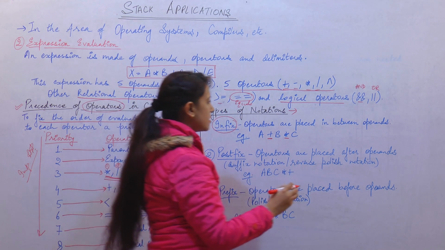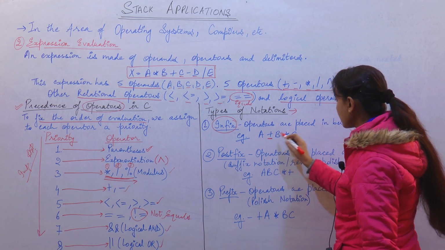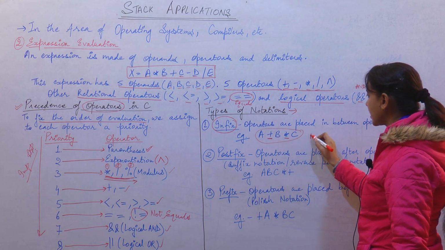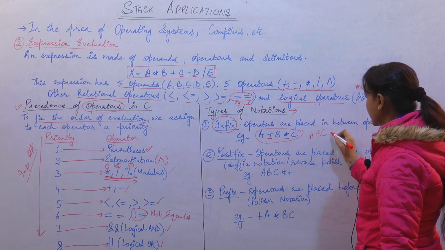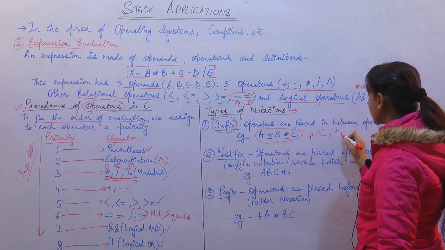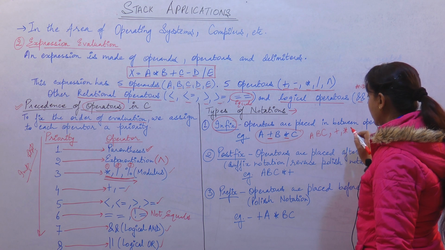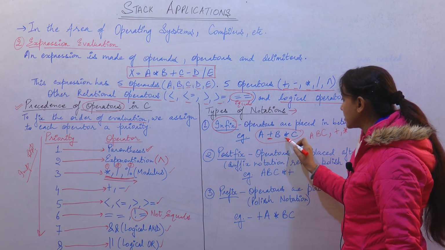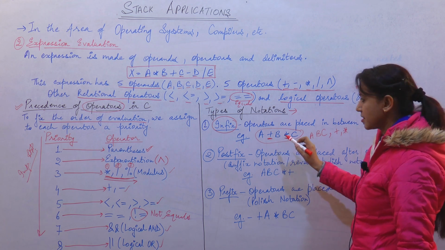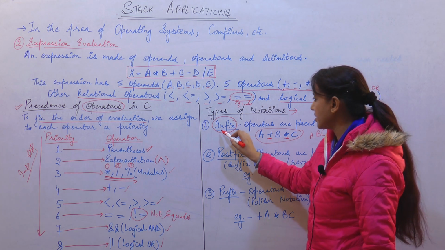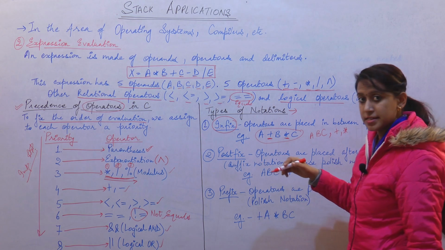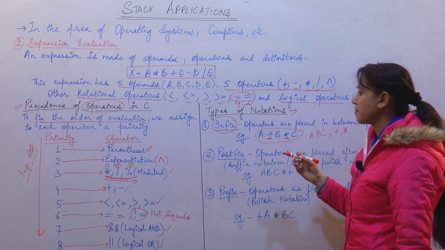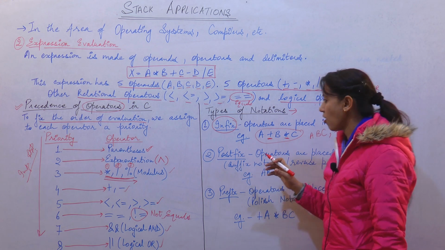We can understand this with this example. In this example we are having operands as A, B and C and operators as plus and multiply. So our operators are placed in between the operands. That's why we are calling it infix notation. As the name suggests, infix means operators are placed in between the operands.